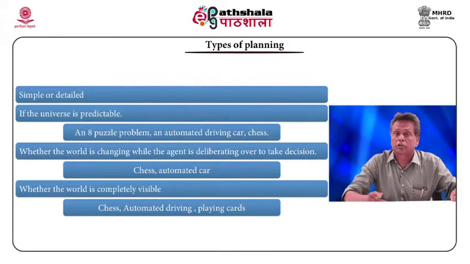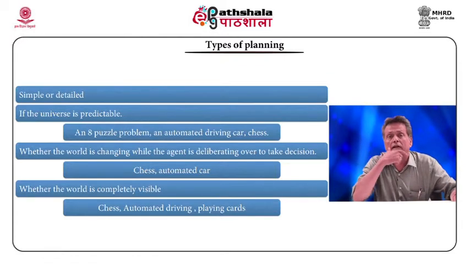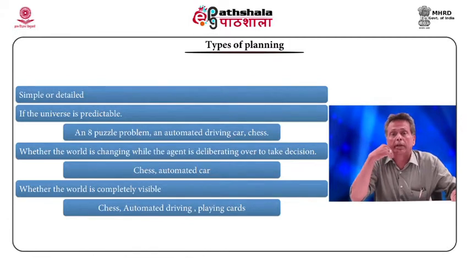So the world is changing. So that's the other issue. The fourth one is whether the world is completely visible or not. Sometimes the world is pretty visible. In case of chess, the world is completely visible. The self-driving car, if there is no weather related issue, is again quite visible.